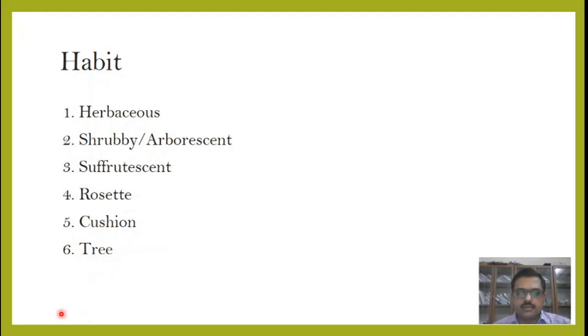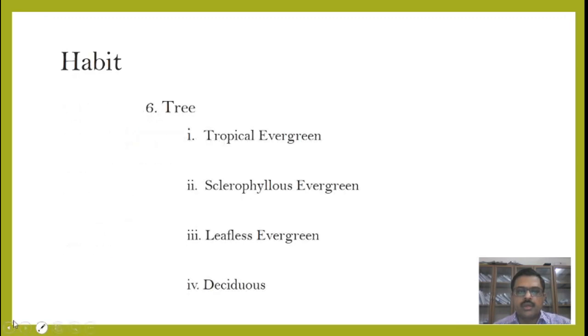They are woody, show secondary growth, and are very large structures. And these stems can be divided into four types. There are tropical evergreen trees in which the leaves remain attached to the plant. It is perennial and the leaves remain attached to the plant, and they are found in tropical conditions. Bamboo is a typical example of a tropical evergreen stem.